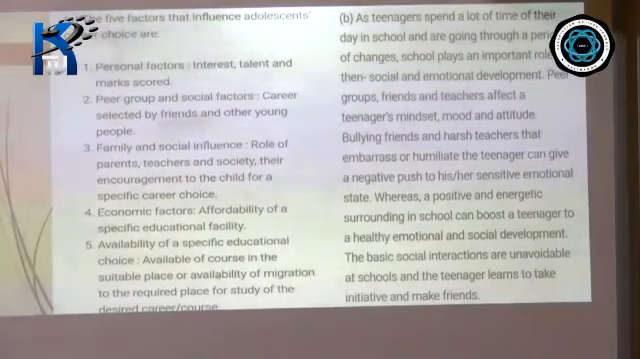The second part of the question is the role of a school in the life of a teenager. So a teenager, as we know, spends a good amount of time in school, so the school helps in a big way to develop the social and emotional quotient of a teenager. Peer groups, friends, teachers definitely will affect the mindset, moods and attitudes. Bullying friends, harsh teachers leave a bad impression on a teenager, while a positive and energetic surrounding in a school will boost a teenager to a healthy emotional and social development.